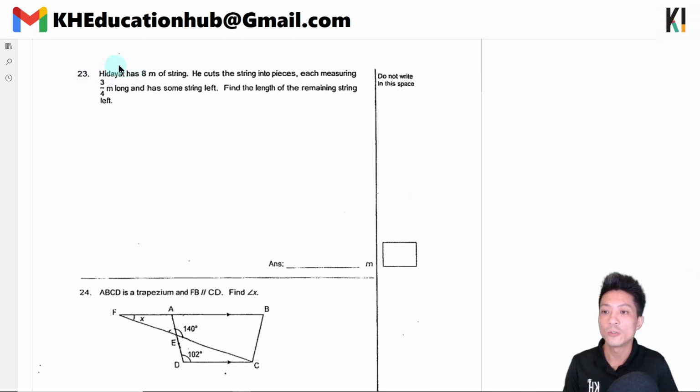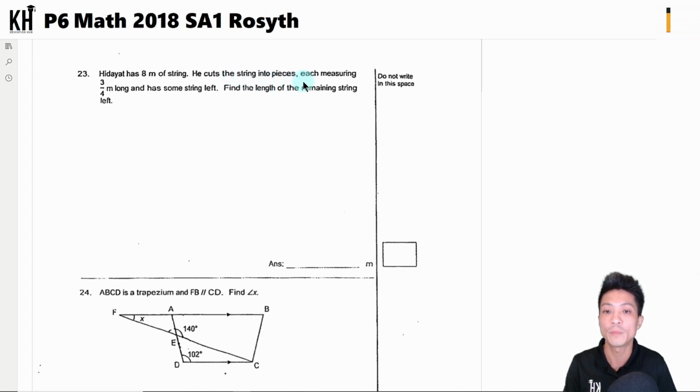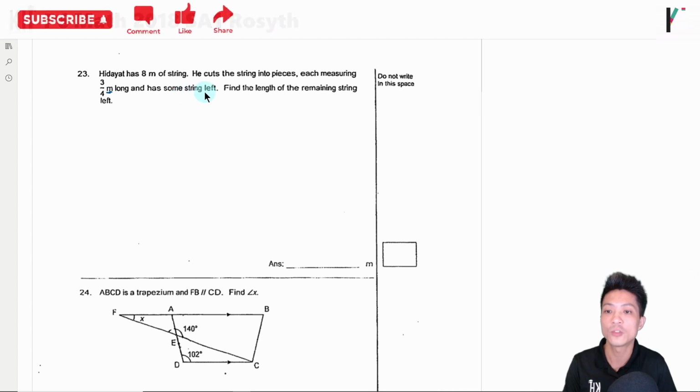Okay, question 23. Hidayat has 8 meters of string. He cuts the string into pieces, each measuring 3/4 meter long. So notice this one is 3/4 meter. And he has some string left. Find the length of the remaining string left.